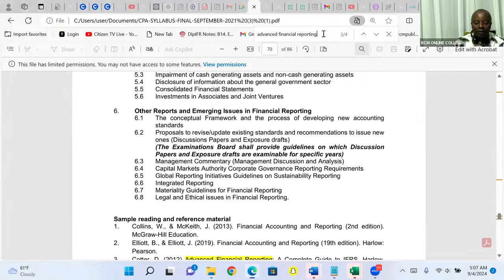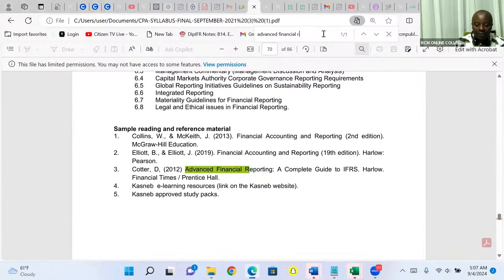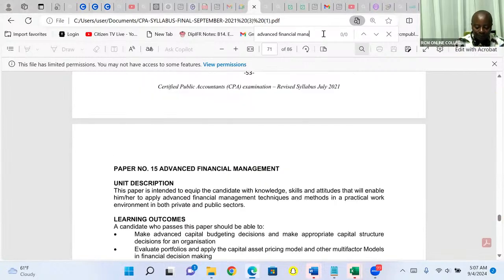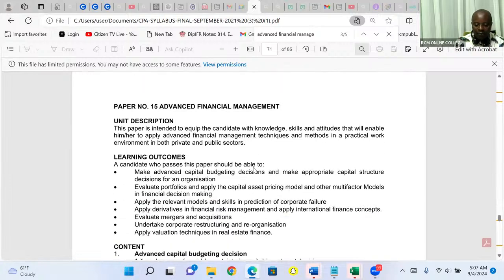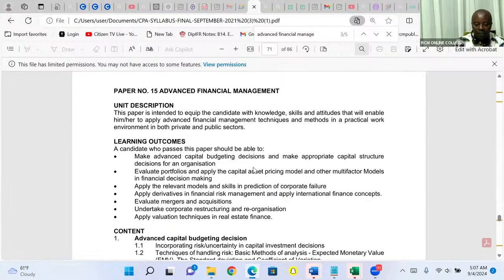So I'm looking for advanced financial management in the syllabus. I can see already it's here. It's on page number 54, page number 54 of this syllabus.